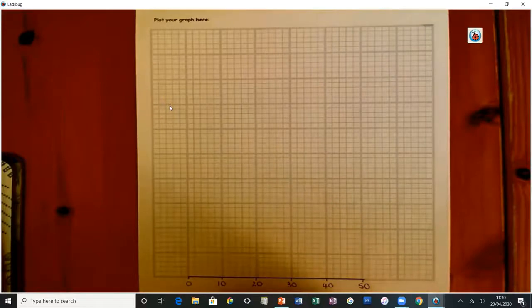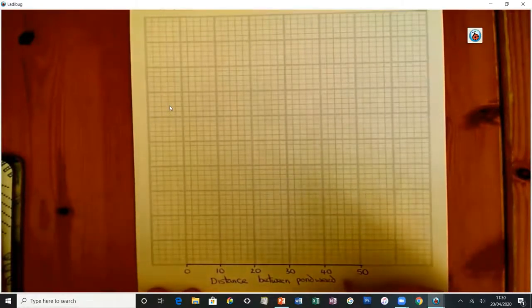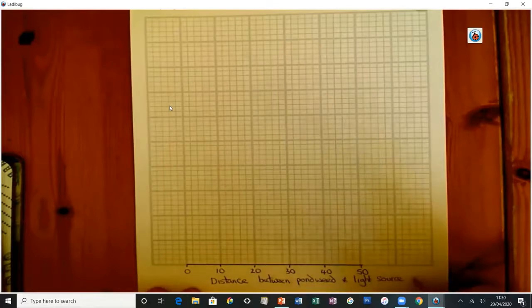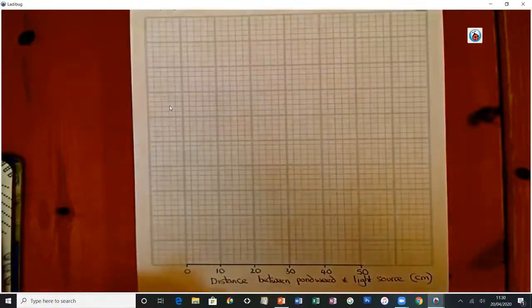So it's the distance between pondweed and light source. And that distance is in centimeters. Remember, we always put on the units. So that's my x-axis. Hopefully you can all see that okay.